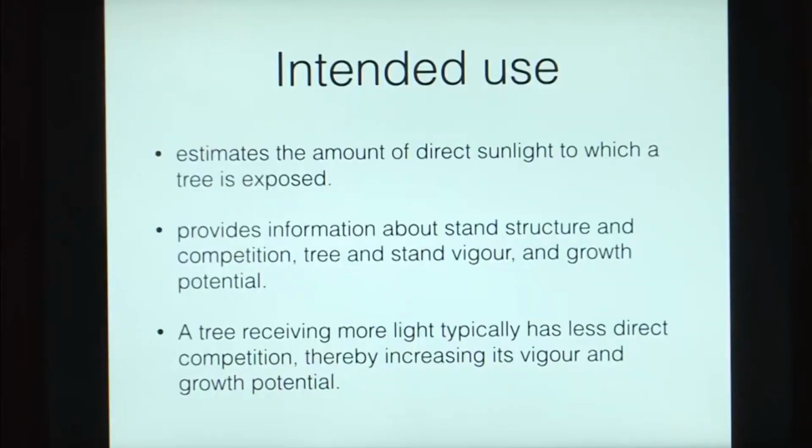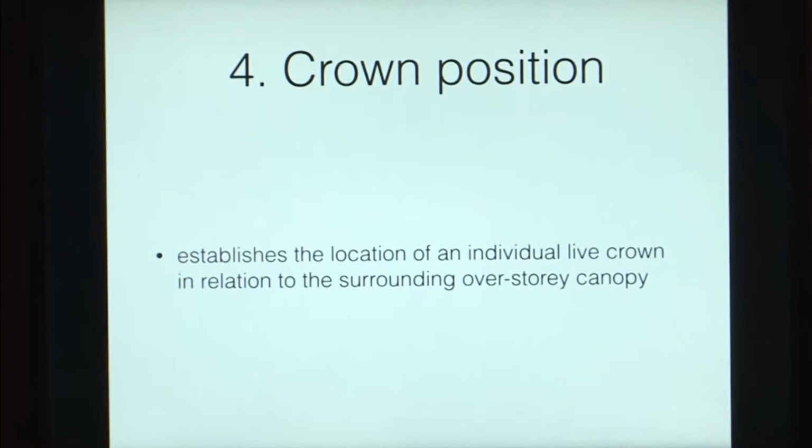Now, coming back to the slide, a tree receiving more light typically has less direct competition, thereby increasing its vigor and growth potential. So, that is obvious. The next thing that we can figure out is the crown position. Crown position establishes the location of an individual live crown in relation to its surrounding overstory canopy. So, you want to establish the location of an individual live crown for every tree; you can figure out a crown position in relation to its surrounding overstory canopy.